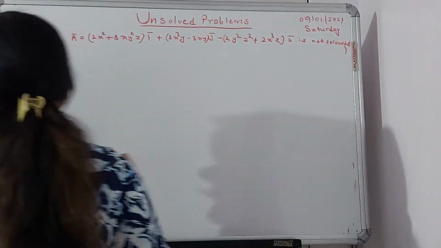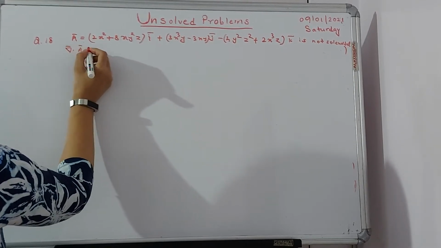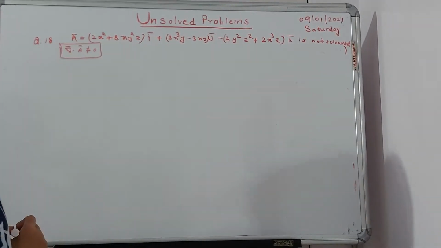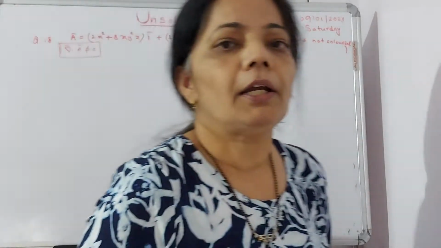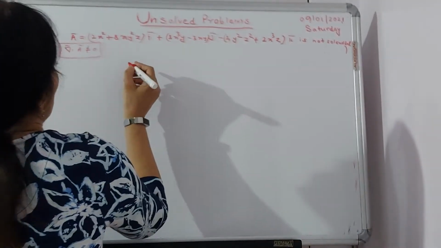Is not solenoidal, which means we should get the divergence of A not equal to 0. We should get some answer. That's the logic behind showing not solenoidal. Right? So what is the first step?